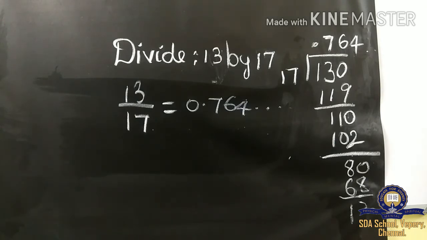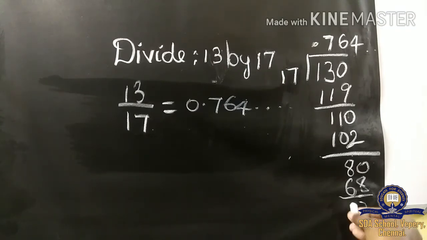Here you can say that the digits continue infinitely. When the division never gets completed, it is called non-terminating decimals. You can observe that the process of division never terminates. In terminating decimals, your remainder will be 0, right? But in non-terminating decimals, you will not get 0 in the remainder. So this process is called non-terminating decimals.